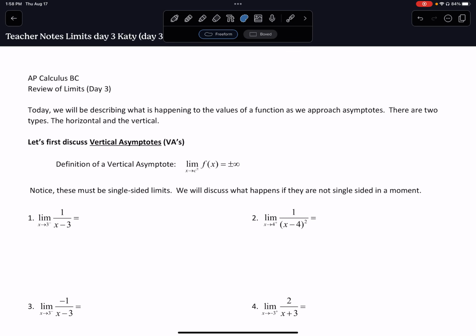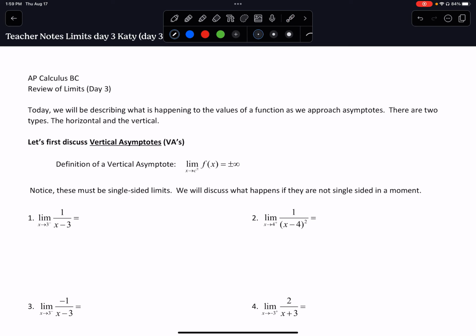Hello, welcome back. We're going to continue our discussion on limits today. Specifically today, we're going to be looking at the horizontal and vertical asymptotes. So let's go ahead and get started. We want to find out, in this case, what's happening as we approach a vertical asymptote.